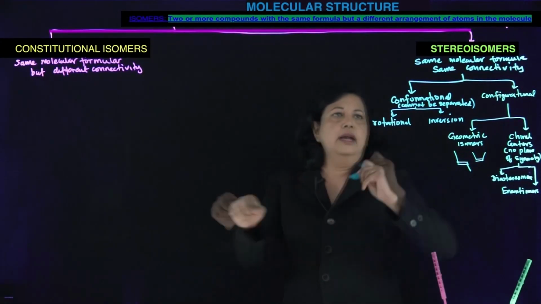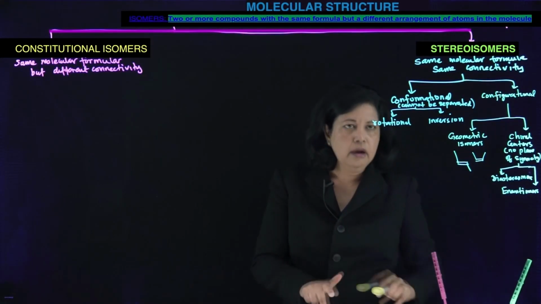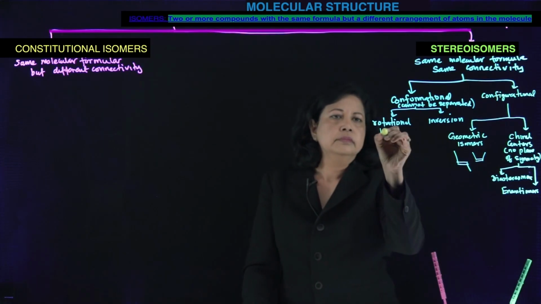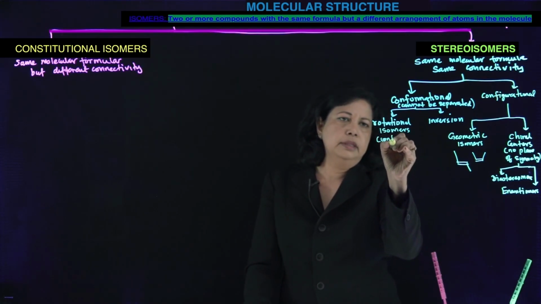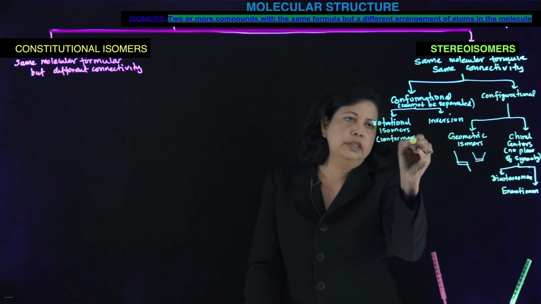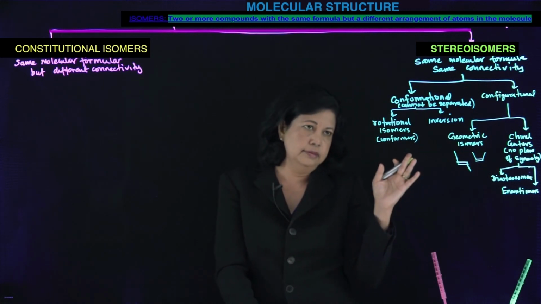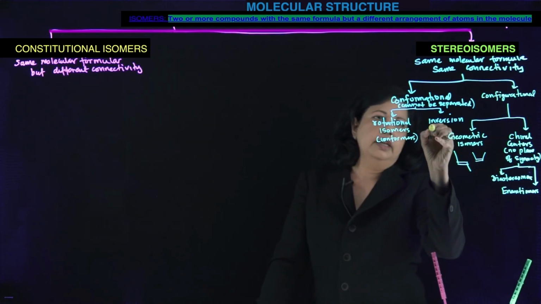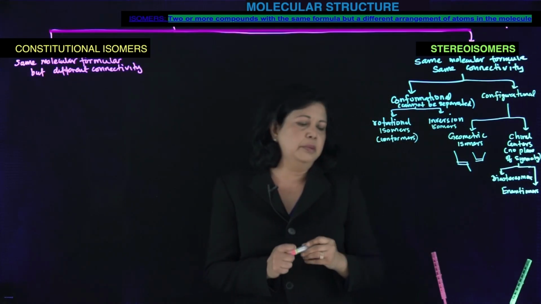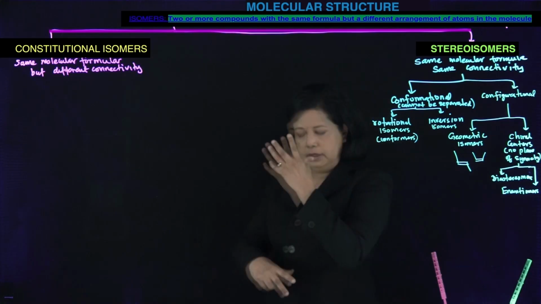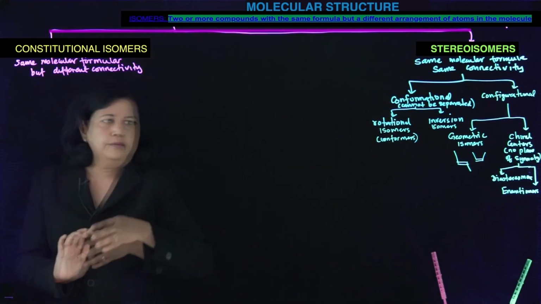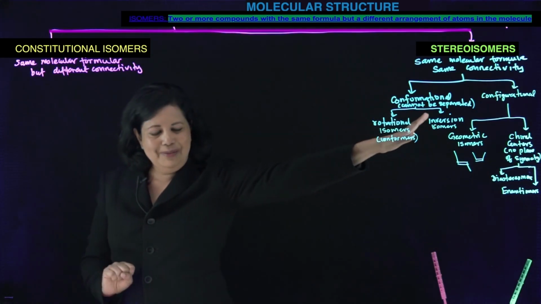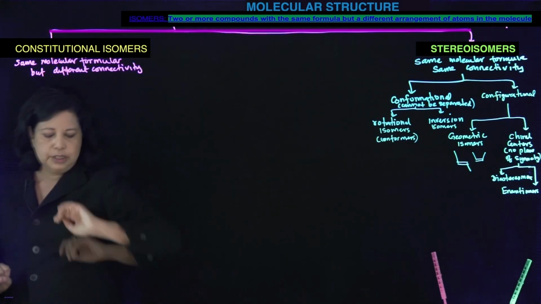So rotational isomers are called conformers or conformational isomers. They're just different by an angle. Or inversion isomers. That's the umbrella. That's like ammonia, let's say, going from one side to the other. Don't worry about that. We'll come back to that. Let's talk about constitutional isomers.